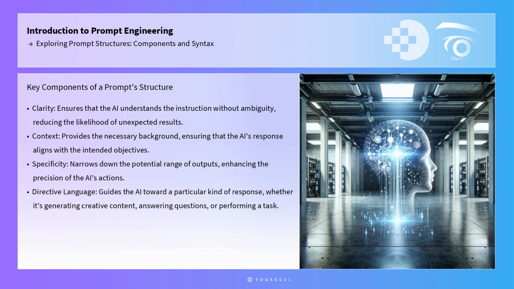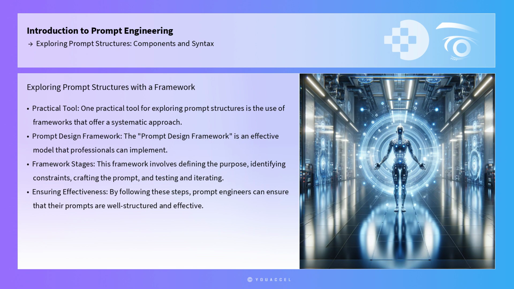Context provides the necessary background, ensuring that the AI's response aligns with the intended objectives. Specificity narrows down the potential range of outputs, enhancing the precision of the AI's actions. Lastly, directive language guides the AI toward a particular kind of response, whether it's generating creative content, answering questions, or performing a task.